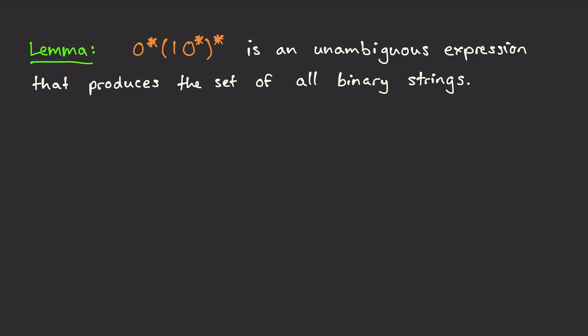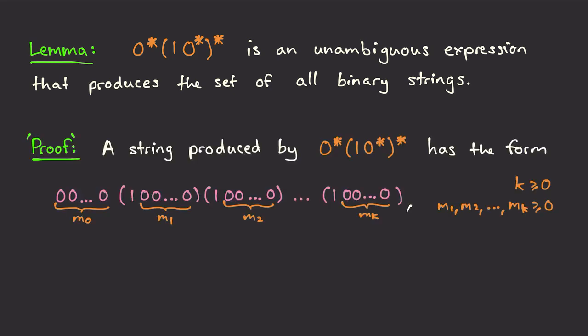What I'll give isn't quite a proof, but is more a sketch of a proof. We'd like to argue that this regular expression produces each binary string in exactly one way. Writing all the stars in terms of dot dot dots, we can see that the strings produced by this regular expression will look like the following.